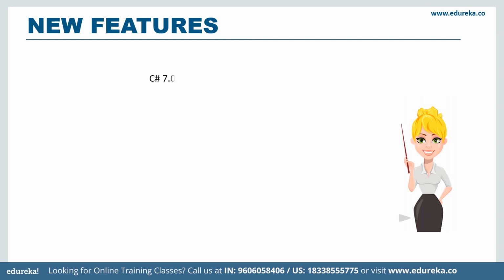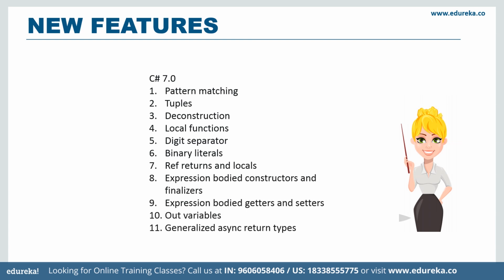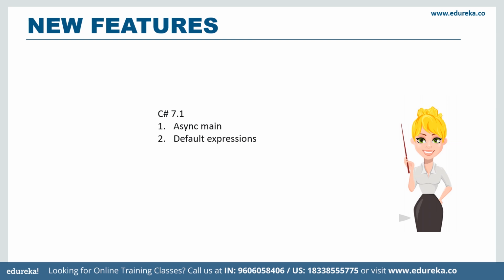Then we have a few more updates in C# 7.0, which are pattern matching, tuples, deconstruction, local functions, digit separator, binary literals, reference returns and locals, expression bodied constructors and finalizers, expression bodied getters and setters, out variables, generalized async return types. Followed by that, the latest upgrades in C# 7.1 are async main and default expressions.